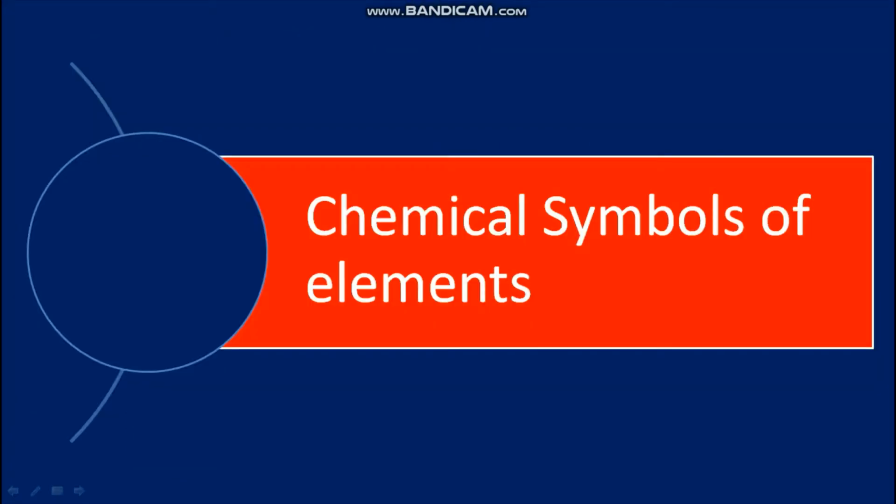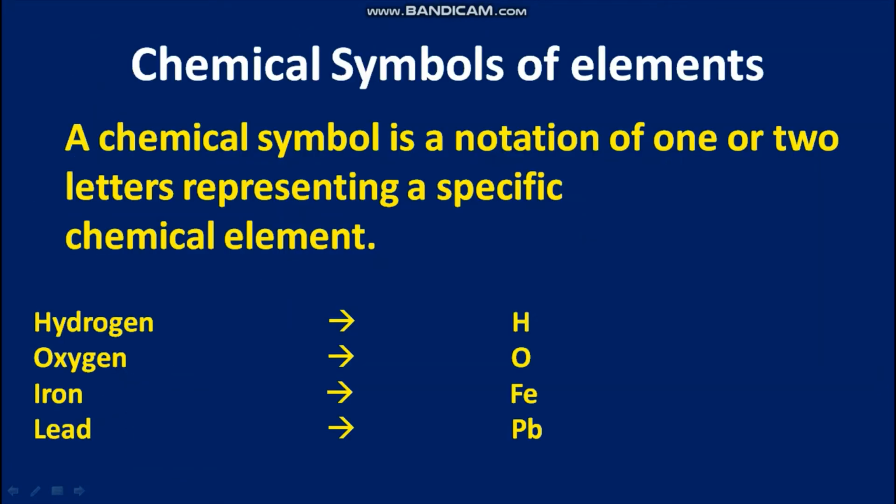Chemical symbols of elements. A chemical symbol is a notation of 1 or 2 letters representing a specific chemical element. Every element has its own chemical symbol, so hydrogen would have a chemical symbol of H. Usually, the chemical symbol is the first letter or the first 2 letters. So now, we have oxygen with a chemical symbol of O.